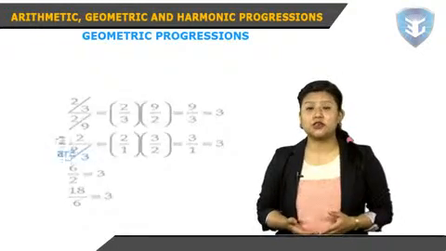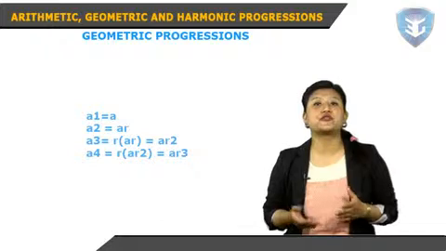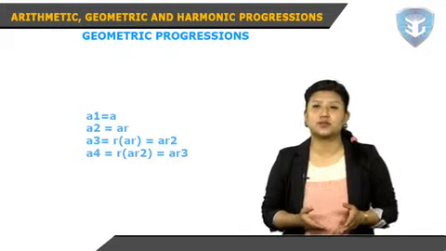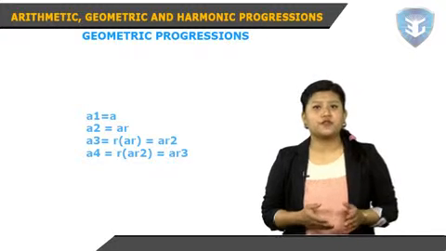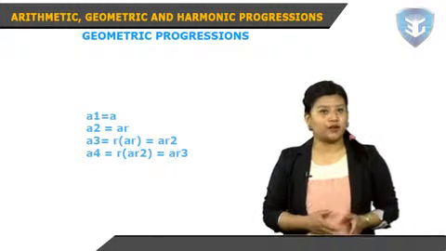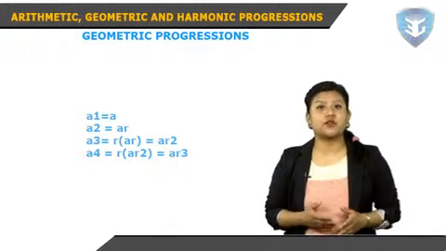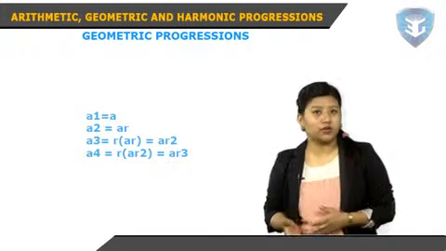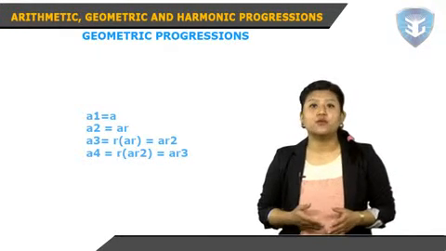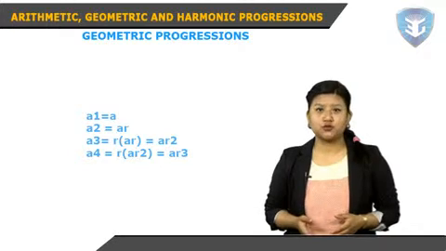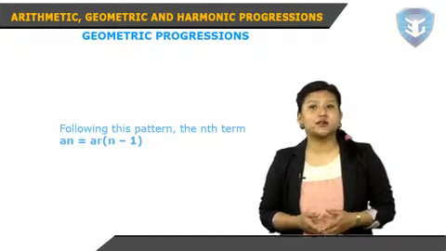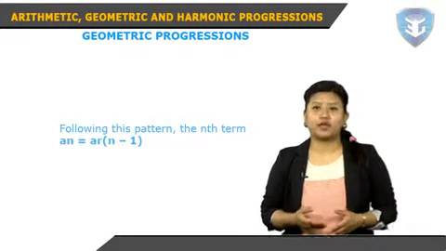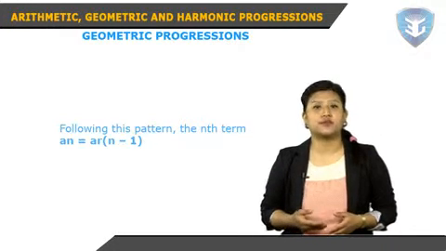For geometric sequences, the common ratio is r, and the first term a1 is often referred to simply as a. Since we get the next term by multiplying by the common ratio, the value of a2 is just ar. The third term is a3, which is r times ar, which is equal to ar². The fourth term is a4, which is equal to r times ar², which is equal to ar³. Following this pattern, the nth term an will have to be ar^(n-1).